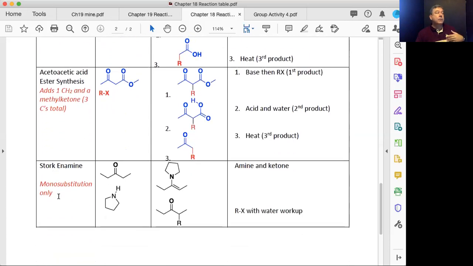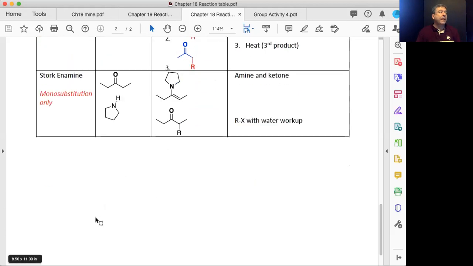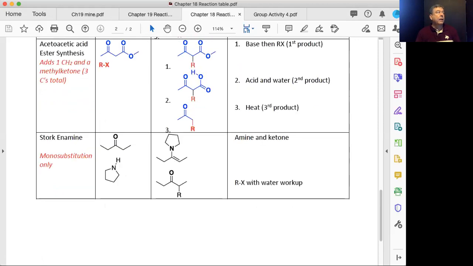And then of course the Stork-enamine reaction works really well because you're forcing it into that trapped enol. And so the alkene can only reach out once and grab at what it's going to react with. And therefore you only get monosubstitution. That's the really selective part of the Stork-enamine. All right, questions on that?